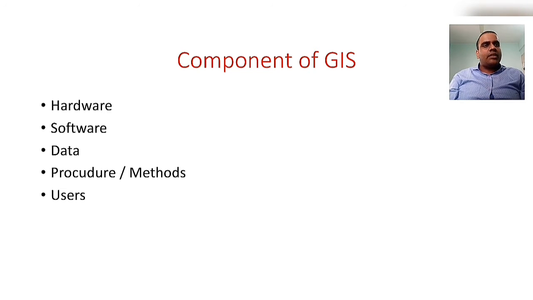Another important component of GIS is software. See students, once you have installed the computer system, once you have the hardware, there is a need of software for the functioning of GIS. Once you have established the computer system, you have the monitor, screen, keyboard, mouse, printer, plotter, digitizer, scanner, each and every equipment is ready. After that there is a need of software.